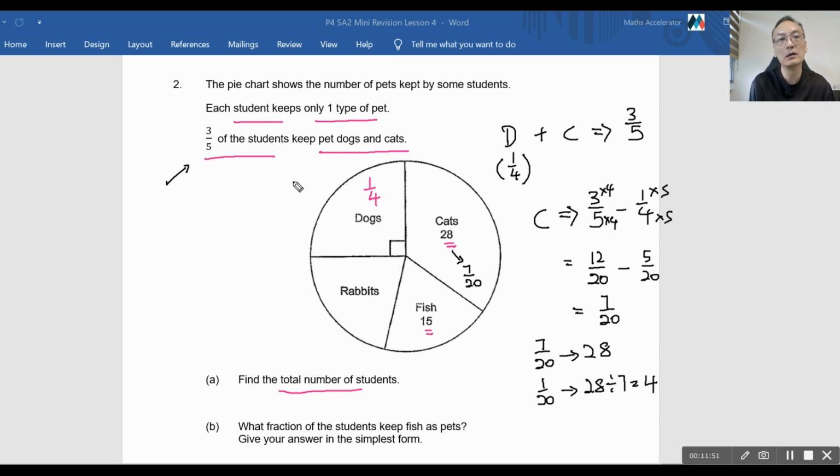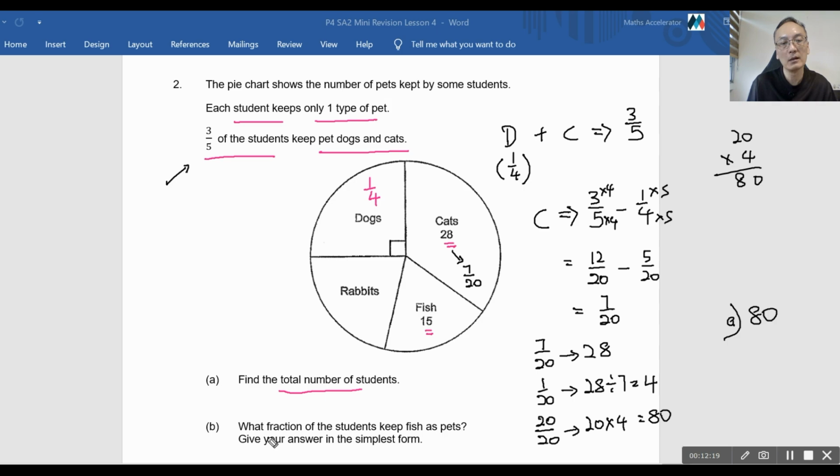Next, in order to find the total number, that means we need to find one whole, and over here one whole is 20 over 20. So we will be taking 20 multiplied by 4. We will get 80, right? So 80 is the answer for part A. Let's write over here. A is 80 pupils in total.